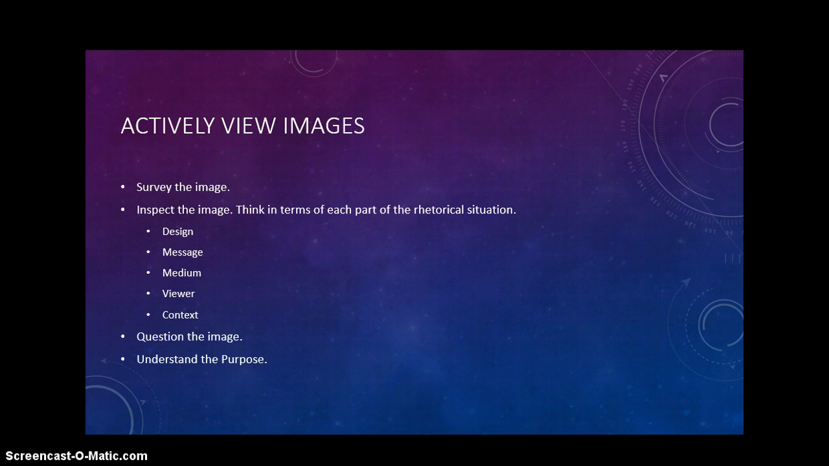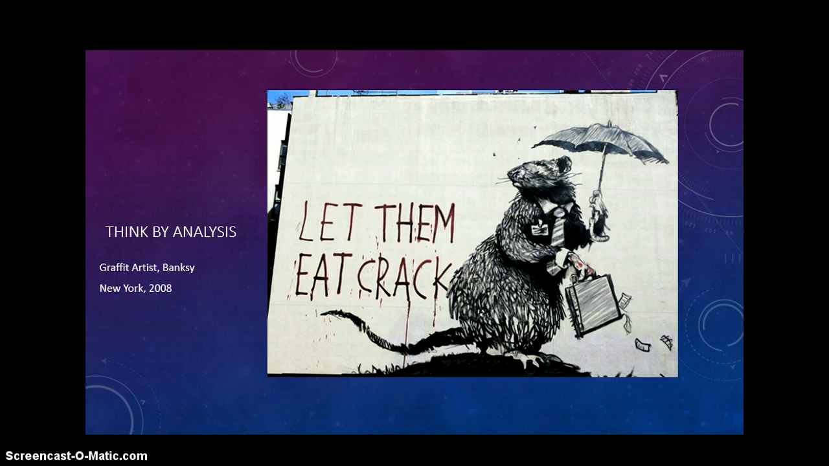Also determine the purpose. Is it an ad trying to sell a product? Is it a political satire making an argument about political leaders? Or maybe its purpose is just simply to be beautiful. No matter what you decide, your assertion must come from your analysis. In the remaining slides, I will walk you through the visual analysis process.